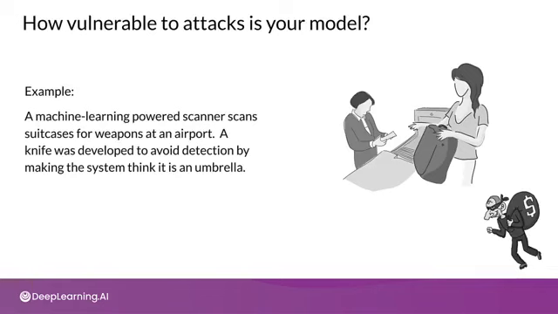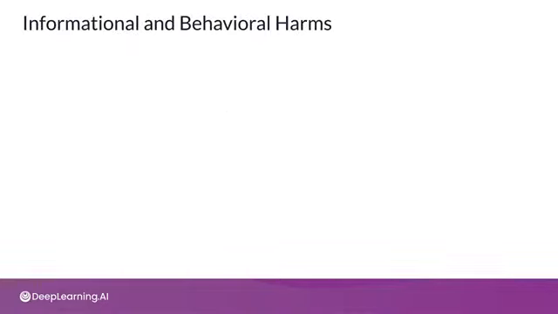A suitcase scanner is basically just an object classifier. But if it's vulnerable to attack, the results can be dangerous. The Future of Privacy Forum, an industry group that studies privacy and security, suggests that security and privacy harms enabled by machine learning fall into roughly two categories: informational and behavioral.